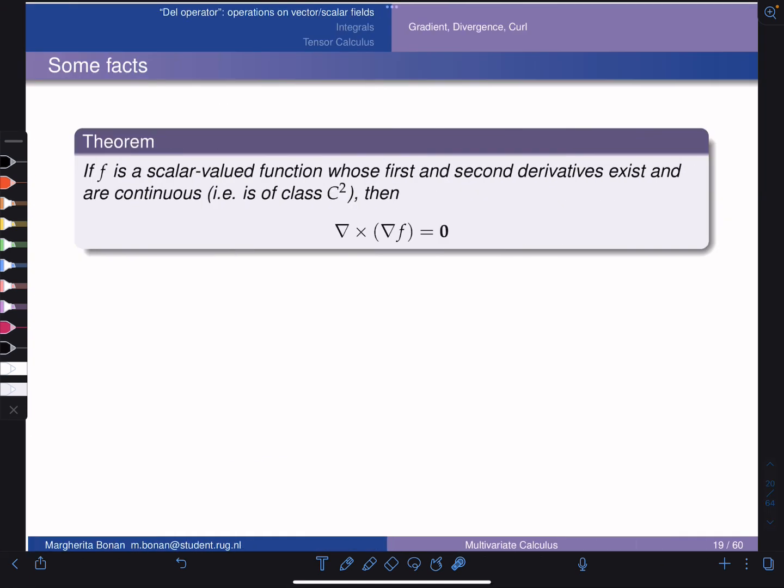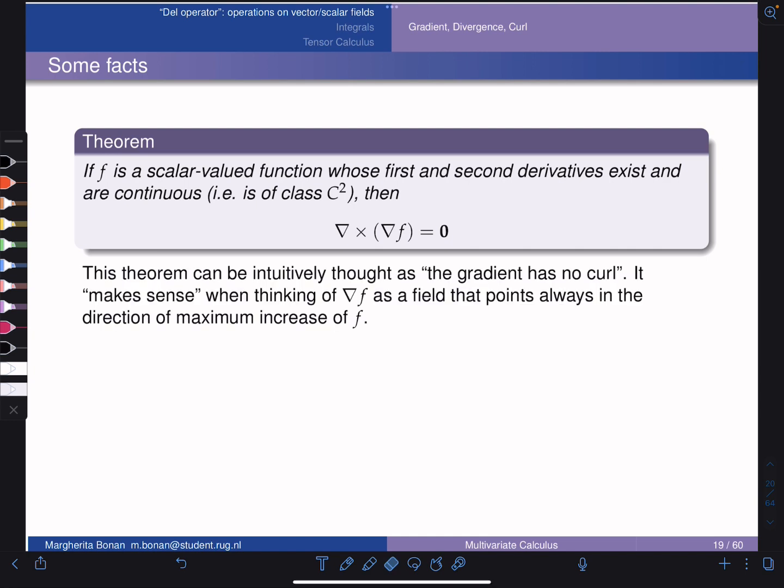Now we have some facts about the gradient, divergence, and the curl. As the first one, we have that if f is a scalar valued function whose first and second derivatives exist and are continuous, this means that the function is of class C2, then if we take the curl of the gradient, this will always be 0.